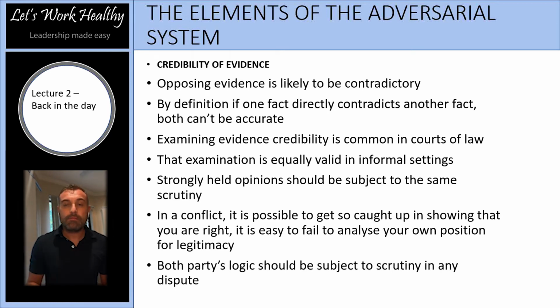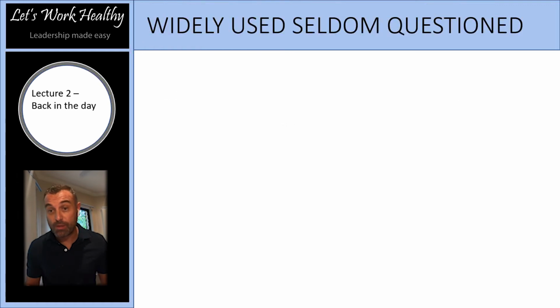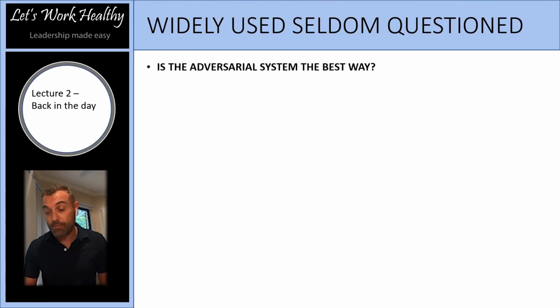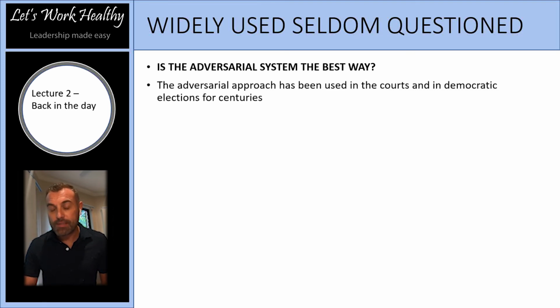So that's the adversarial system in a very general description. And it's one that we're stuck with. It's one that's been used in courts, and it's one that's been used in political elections, like I've already mentioned. But it has some significant downsides.